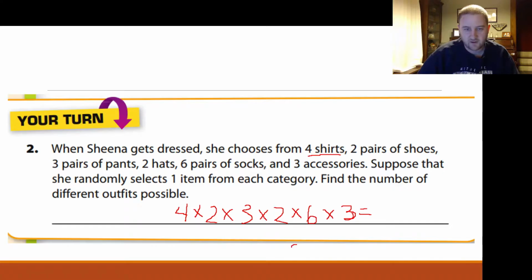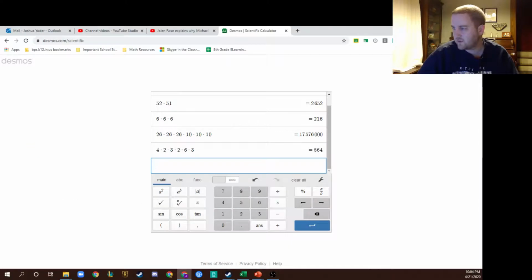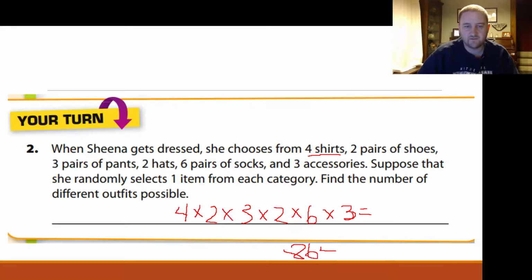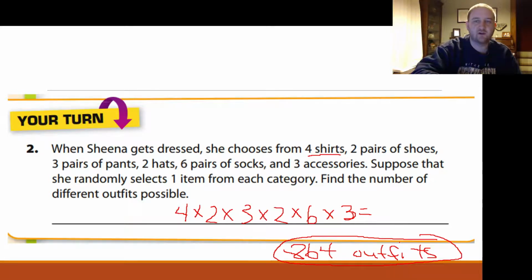Okay. 800, what did I say? 864 outfits. Okay, so hopefully you were able to get that right. If you didn't, hopefully you can at least see what mistake you made getting your answer.